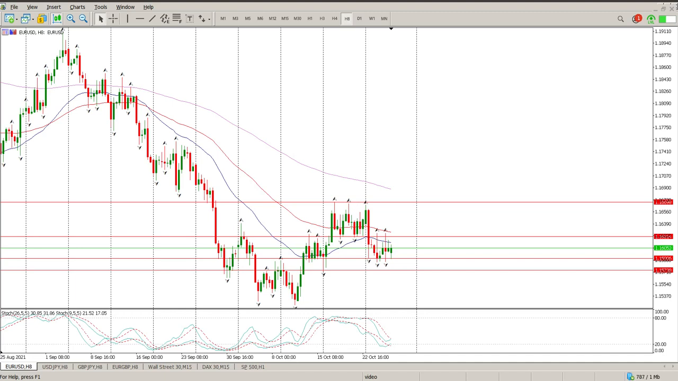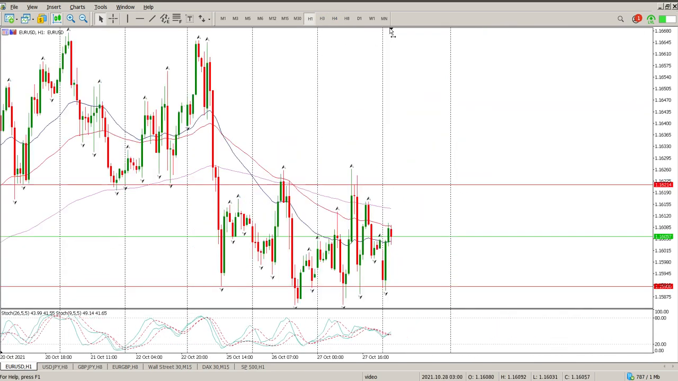So starting off with Euro USD, and pretty much nothing going on. Big up, big down, big confusion, and that continued yesterday between the levels I gave you. And those are pretty much around here at 1.16200 and 1.15900. So that's kind of the structure that is in play at the moment.